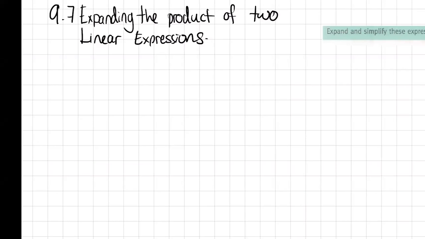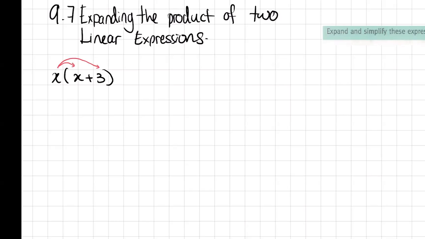And now let's look at Coursebook 9.7, expanding the product of two linear expressions. So let's look at the first one here on how do we expand a bracket. The simple version will be one term and then one expression inside. So normally what you do is you just take this, multiply.